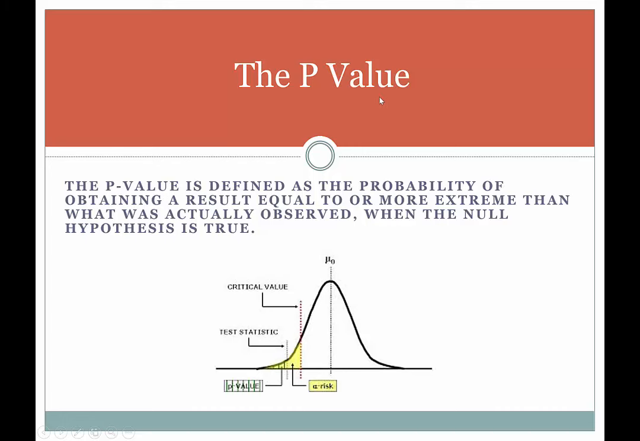All right, in this video, we're discussing the p-value in the context of hypothesis testing. So the p-value is defined as the probability of obtaining a result equal to or more extreme than what was actually observed when the null hypothesis is true.